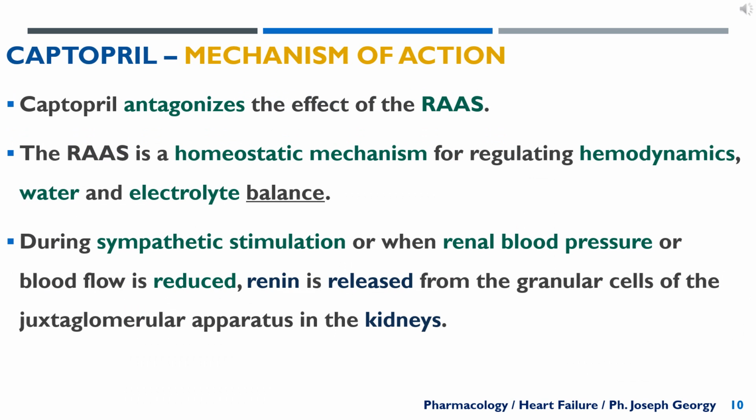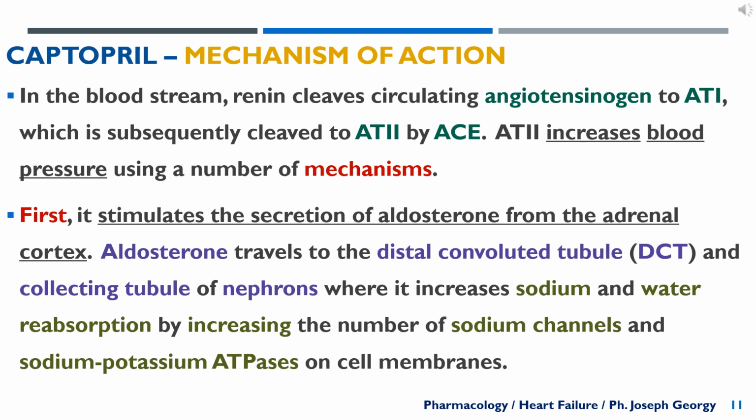About its mechanism of action, captopril antagonizes the effect of the RAAS. The RAAS is a homeostatic mechanism for regulating hemodynamics, water, and electrolyte balance. During sympathetic stimulation, or when renal blood pressure or blood flow is reduced, renin is released from the granular cells of the juxtaglomerular apparatus in the kidneys. In the bloodstream, renin cleaves circulating angiotensinogen to angiotensin 1, which is subsequently cleaved to angiotensin 2 by ACE.